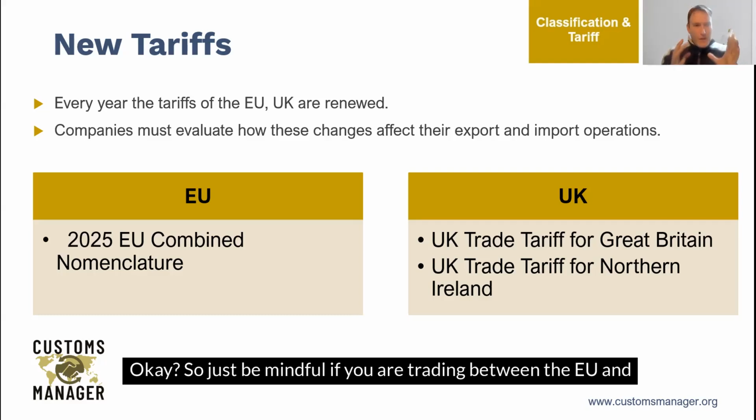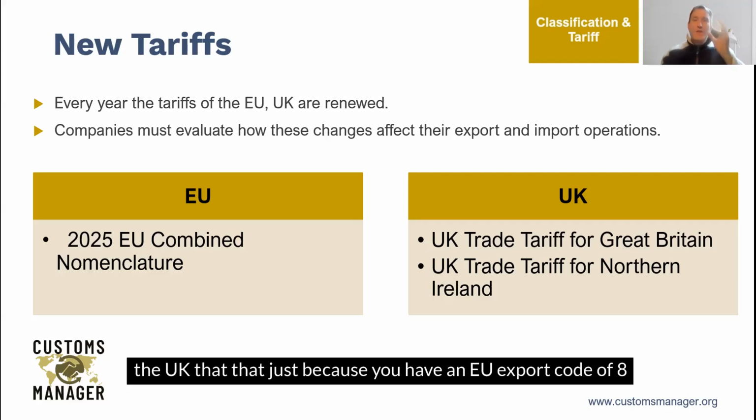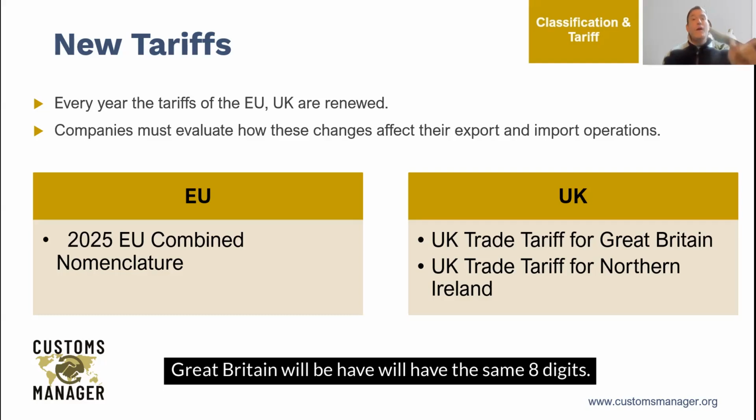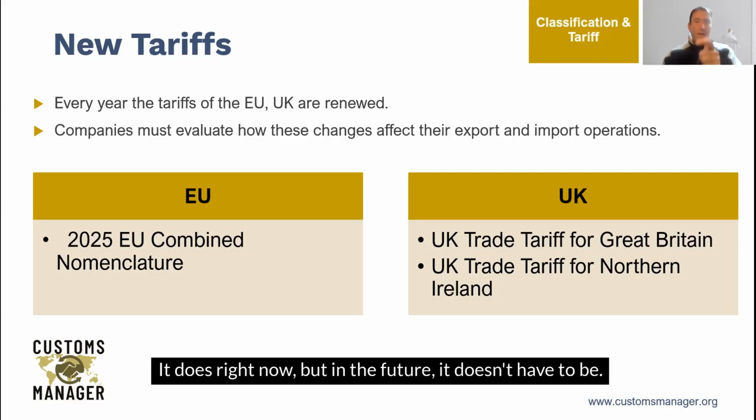Okay, so just be mindful if you are trading between the EU and the UK that just because you have an EU export code of 8 digits, it doesn't automatically mean, in most cases it will, but it doesn't have to automatically mean that the UK trade tariff for Great Britain will have the same 8 digits. It does right now, but in the future it doesn't have to be.